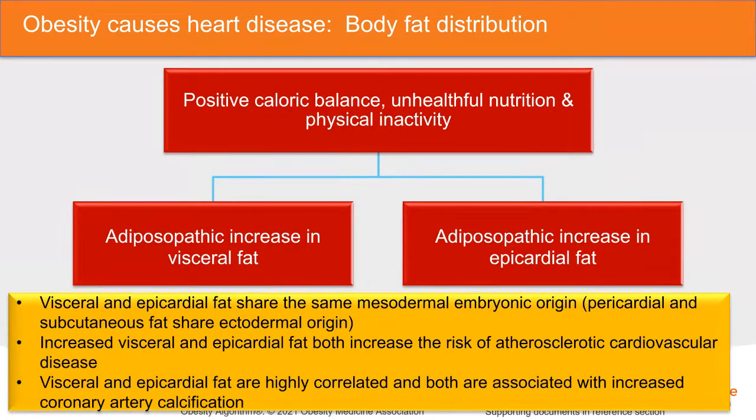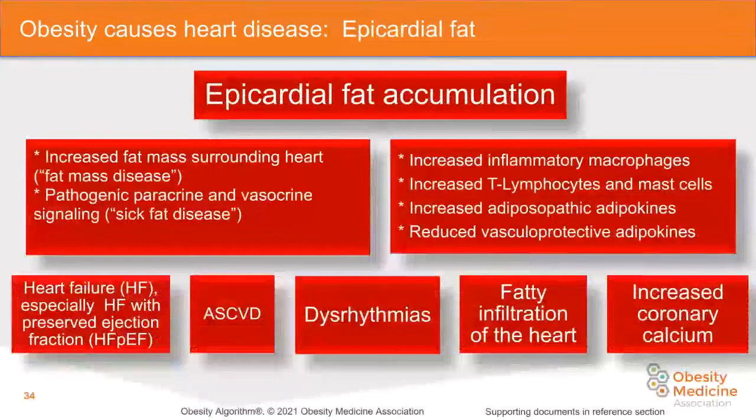And that should be no surprise to you as endocrinologists, because you know that visceral and epicardial fat share the same mesodermal embryological origin. So you already know this, okay? And both of these, whether it be the visceral fat or the epicardial fat, are highly correlated with coronary calcium. So there we go, a direct correlation or a direct mechanism by which you have the obesity contributing to cardiovascular disease, because it is that epicardial fat accumulation and that increase in active fat around the heart that, again, causes these endocrinopathies and these immunopathies.